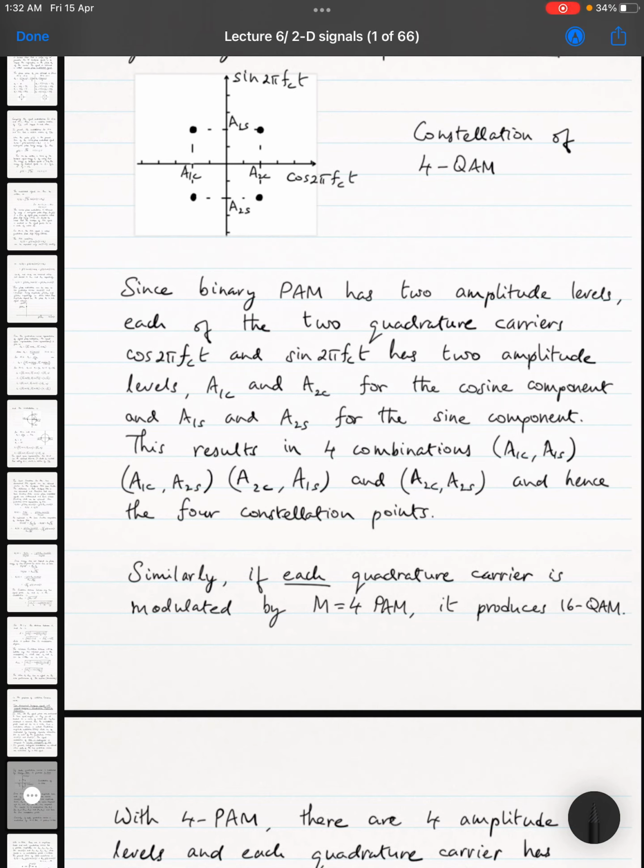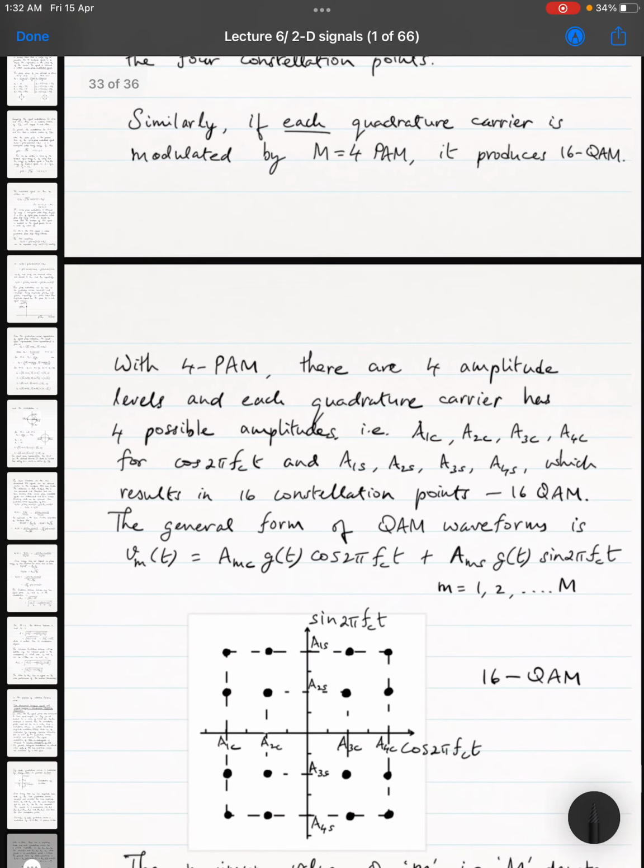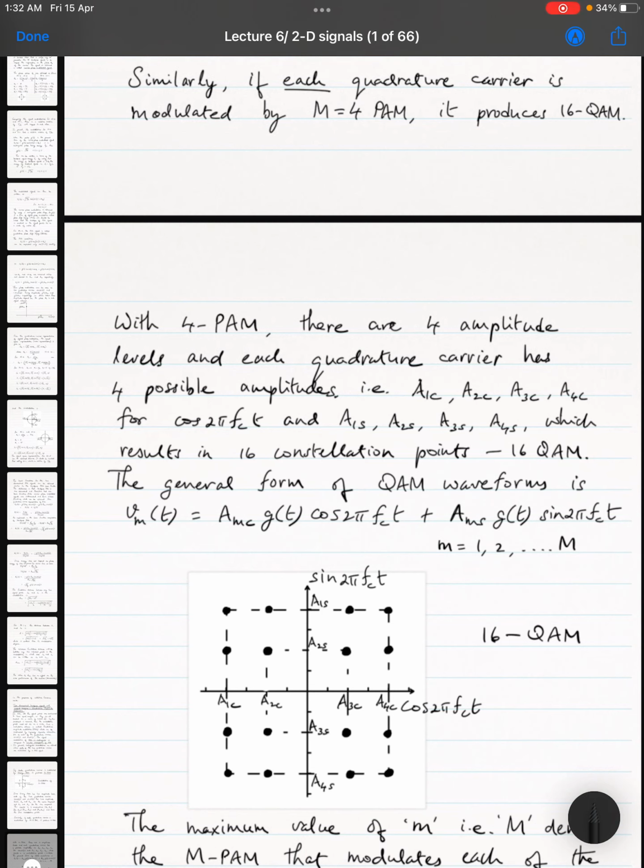That means with 4 PAM we have 16 possible combinations, because each PAM has 4 voltage levels. So 4 voltage levels modulating the cosine component and 4 voltage levels modulating the sine component in parallel. When we combine them together, we have these 16 different combinations. So it's like having 4 bits combined together, which will give us 16 different combinations. With that we will have what is called 16 QAM, and the constellation of the 16 QAM is going to appear as follows.